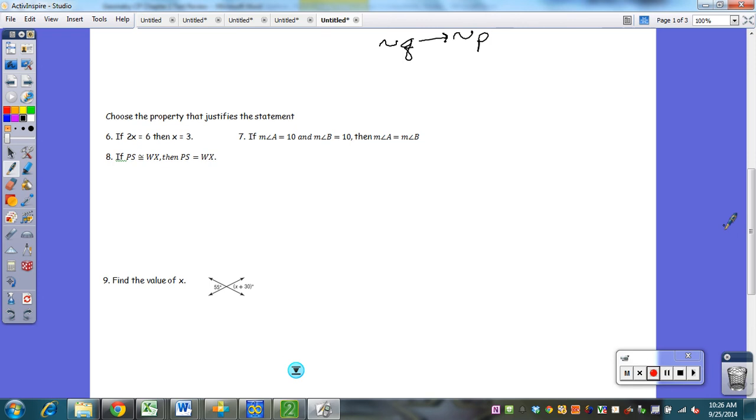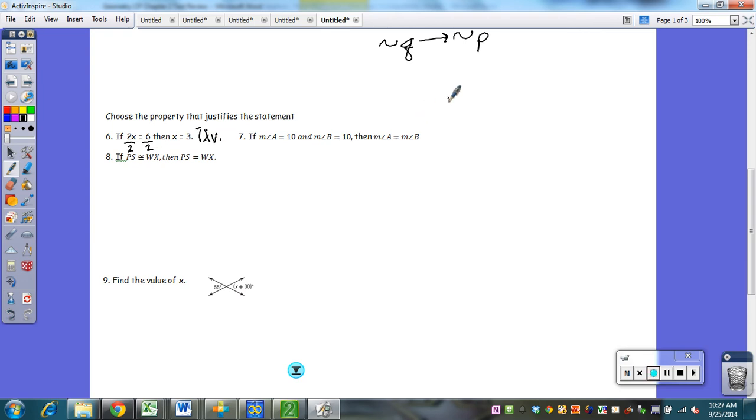Alright, so choose the property that justifies the statement. So if 2x equals 6, then x equals 3. Well, again, if I was to solve this, I would divide both sides by 2 and get x equals 3. So here we have the division property.